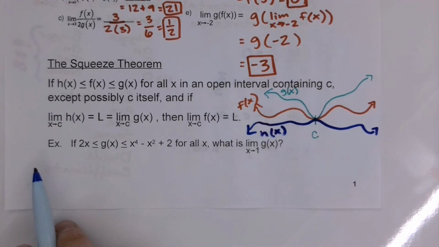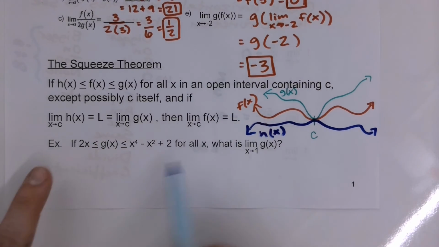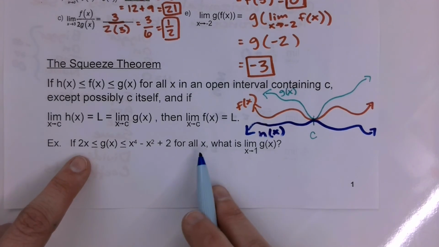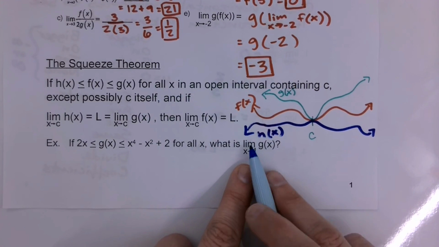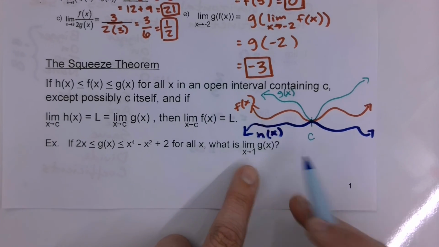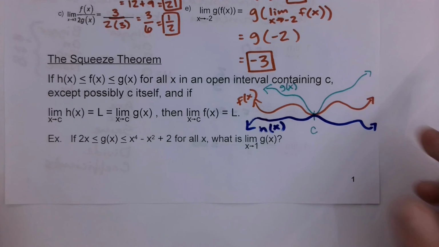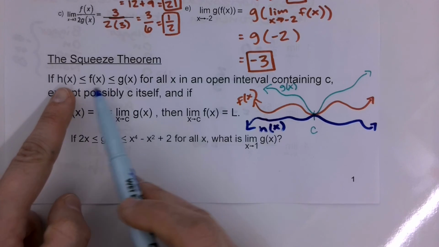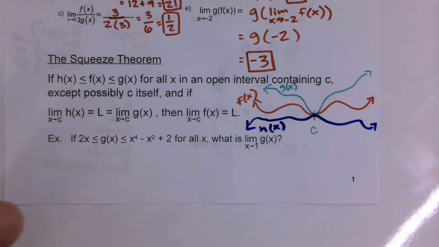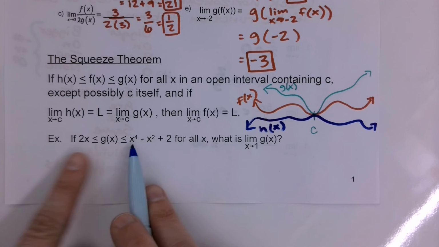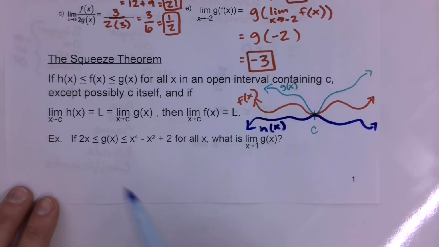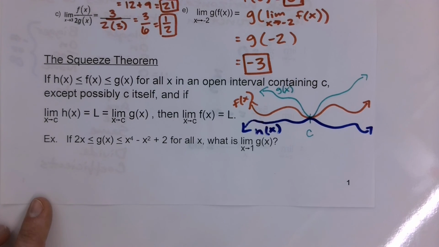Okay, so for example, if they tell us that g of x is always trapped in between 2x and x to the 4th minus x squared plus 2 for all of our x values, and then we're looking for the limit as x approaches 1 of g of x, the nice part about the squeeze theorem is that the wording alerts us that it's talking about the squeeze theorem. So if they say anything about a function always being below one, which is always above another one, or if they start out with an inequality like this where it's trapped in between these two functions, it's the squeeze theorem. There are very few times that we're looking at a function stuck in between two other functions.